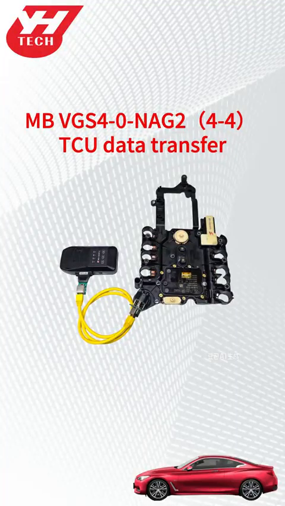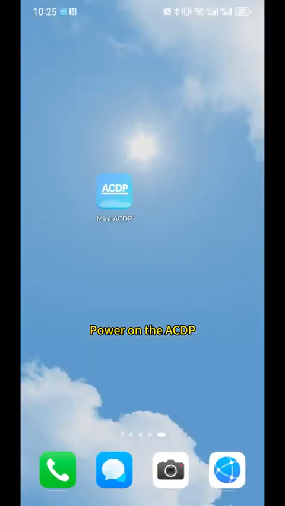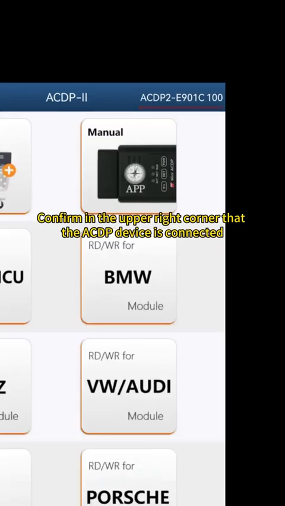This video demonstrates how to use the ACDP to transfer IMMO data from the original VGS4 TCU to a donor VGS4 TCU to complete VGS4 TCU replacement. Power on the ACDP. Open the ACDP app. Confirm in the upper right corner that the ACDP device is connected.